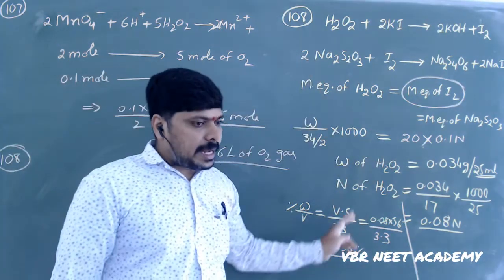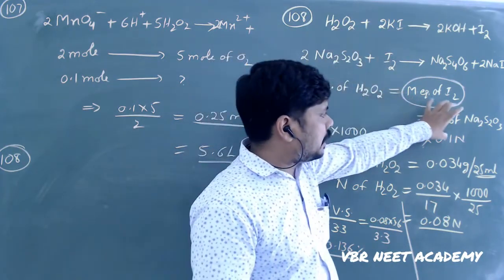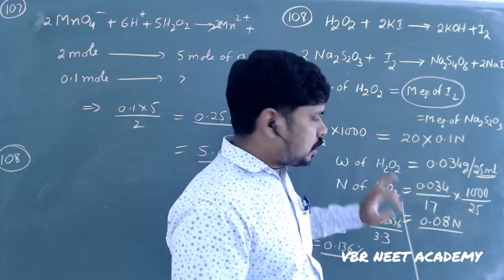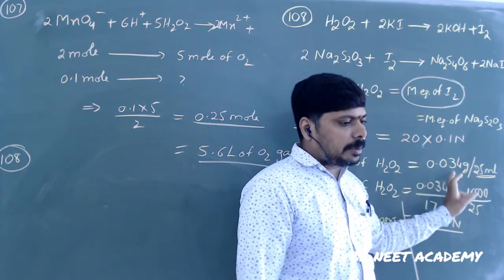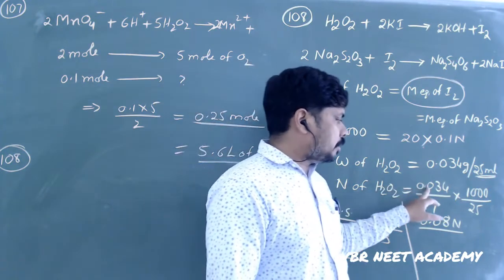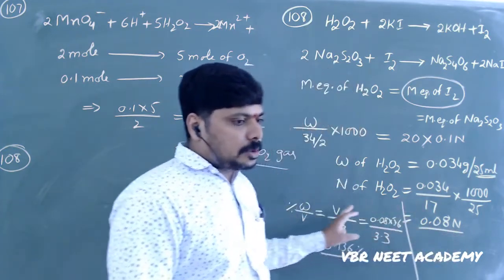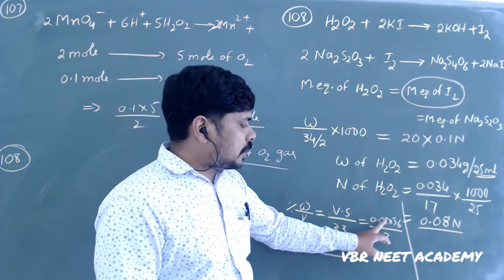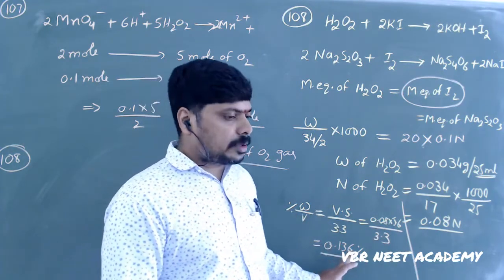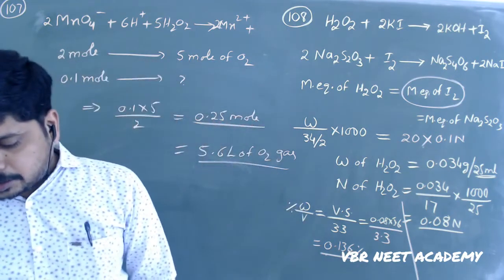They are asking for both the normality and the percentage. The normality you calculate by taking the milli equivalents of H2O2 equal to the milli equivalents of Na2S2O3. Then we calculate the weight of H2O2 present in the given solution, which we got as 0.034 gram, but it is present in only 25 ml as per the data given. The normality of H2O2 is 0.034 by 17 into 1000 by 25. The volume strength is normality into 5.6, and by 3.3, the standard formula I gave earlier. Calculating, you get 0.136 percentage. Understand? This is what the questions will be like.